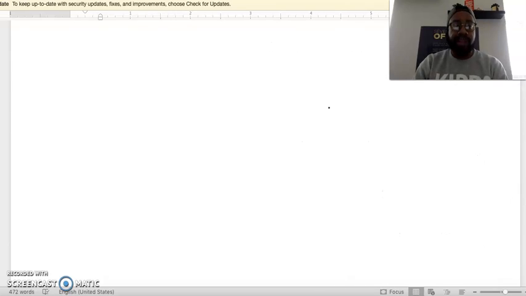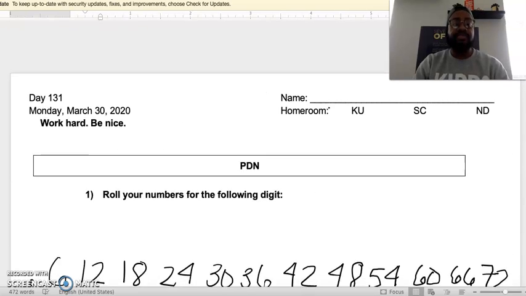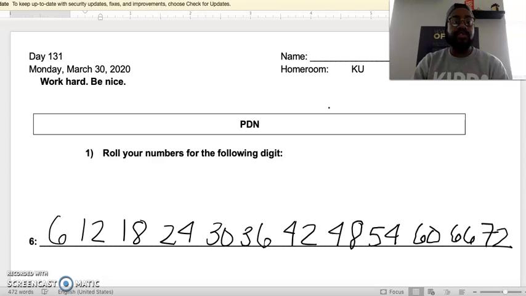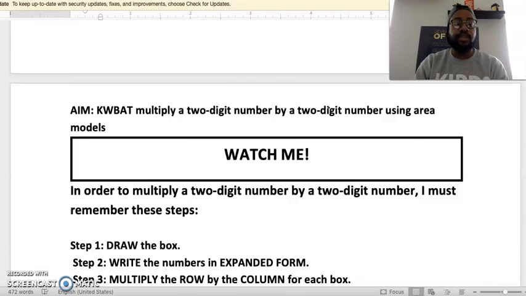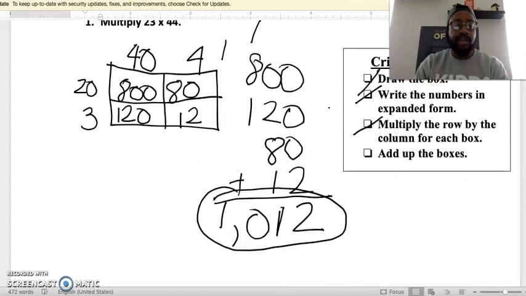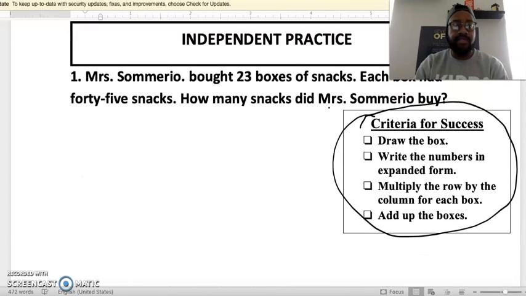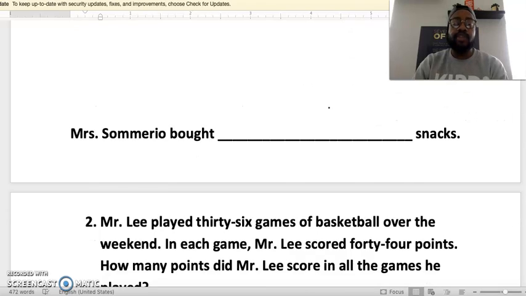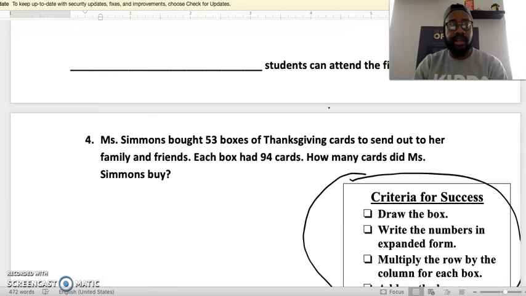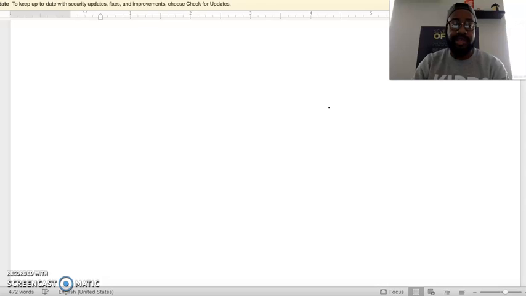When you are done practicing, you do not have to submit this. What you are going to do is then log in to complete your exit ticket. Your exit ticket is you multiplying 2-digit by 2-digit numbers. So the practice problems are just to help you practice, practice, practice. So you want to go through and complete all the independent practice problems. When you do those, you will then click on the link that will bring you to the exit ticket, and then you're going to complete the exit ticket and submit that.